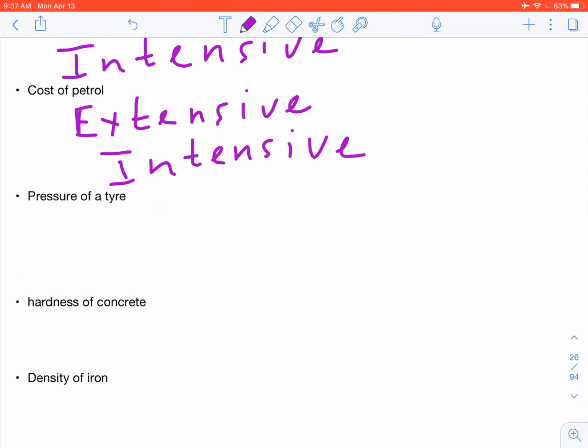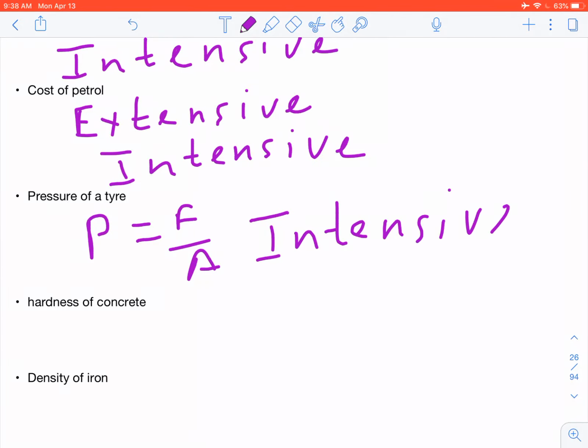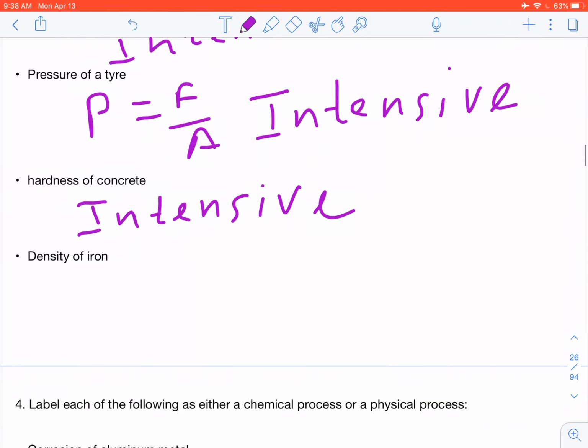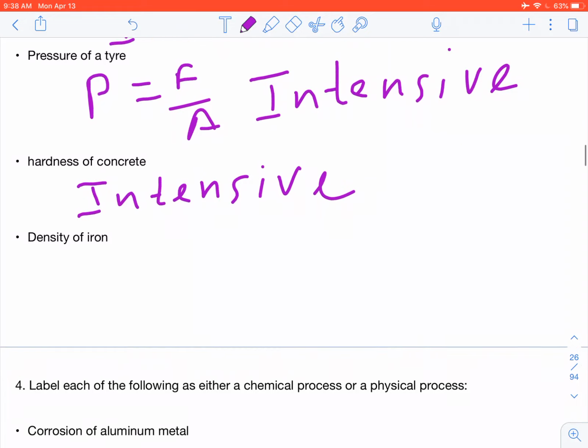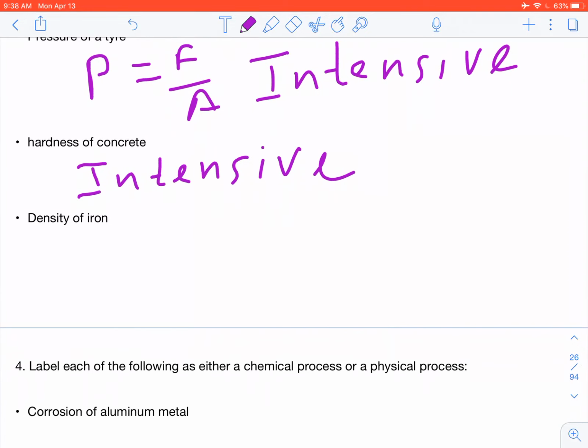Pressure, you know, pressure is equal to force per unit area, and pressure is regarded as an intensive property. You'll be doing gas laws when you get to grade 11. Hardness is also an intensive property. And then density is an intensive property. I illustrated that.